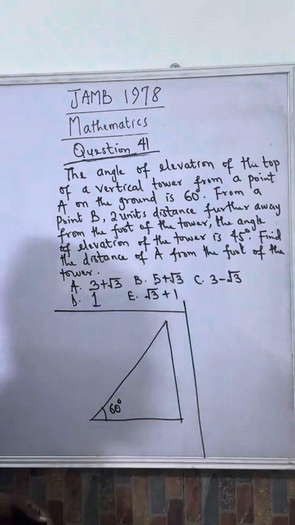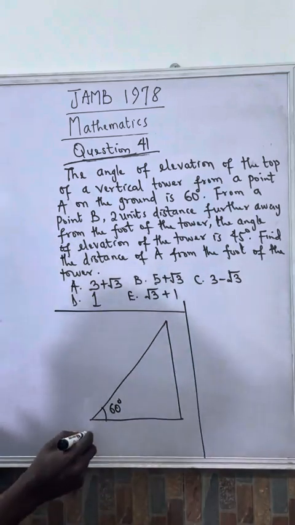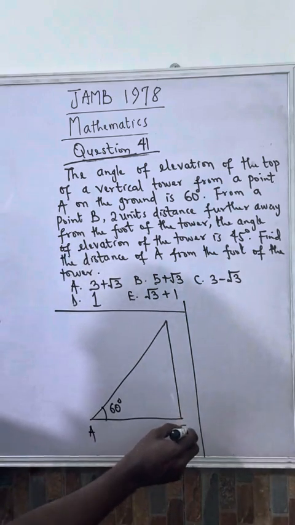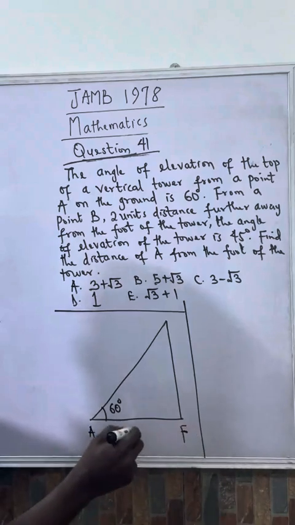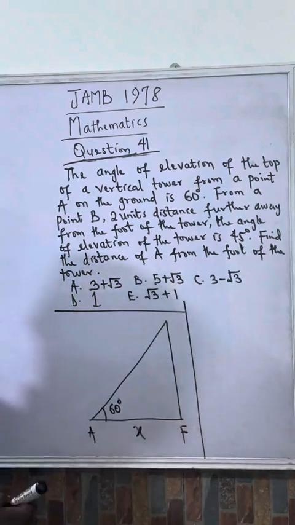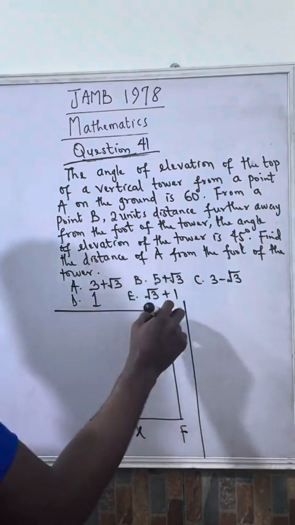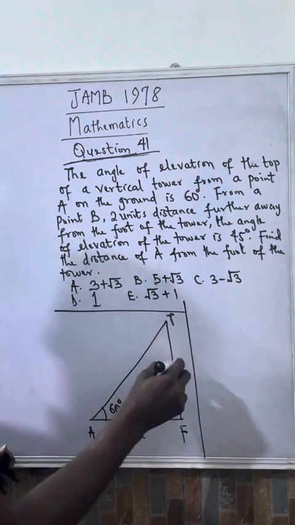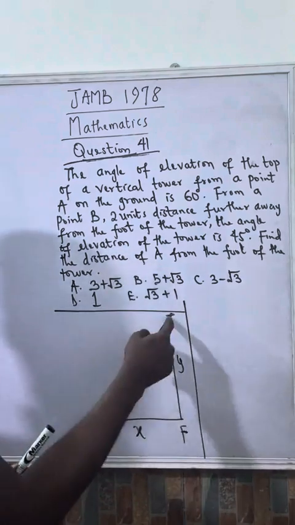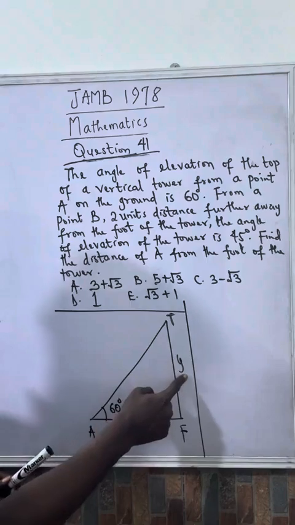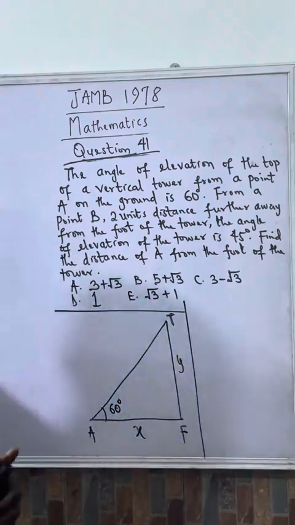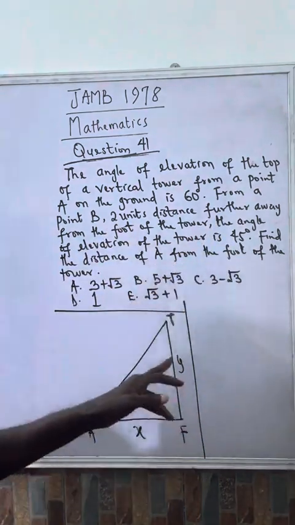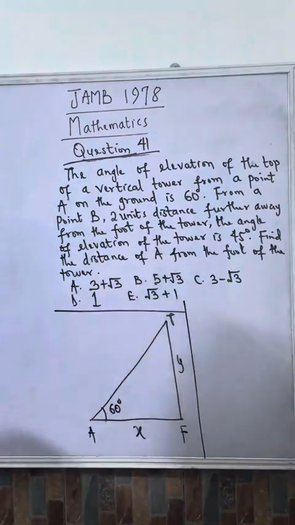Because angle of elevation is always to the horizontal. So this is point A. Let's say this is the foot of the tower. From A to F, let's say this is a distance of X centimeter. Then again, let's say this is the top of the tower. Let's say this is Y. That means the distance TF is Y centimeter or Y meter, as the case may be. We don't know the unit. So this is Y unit.